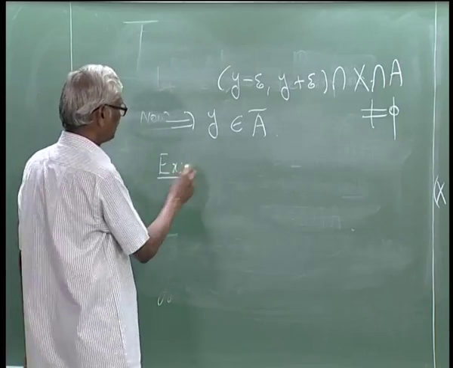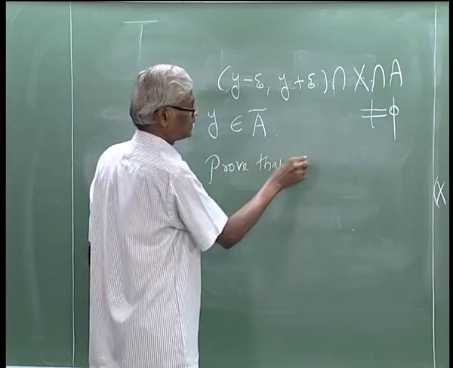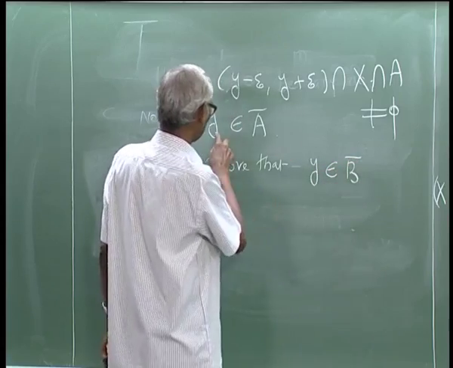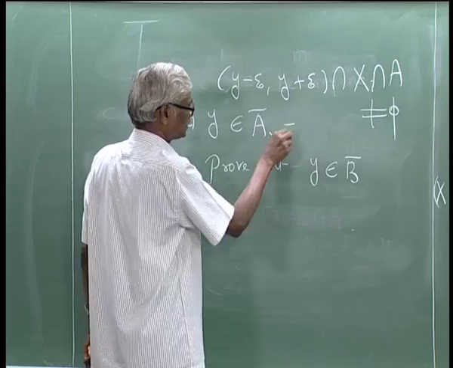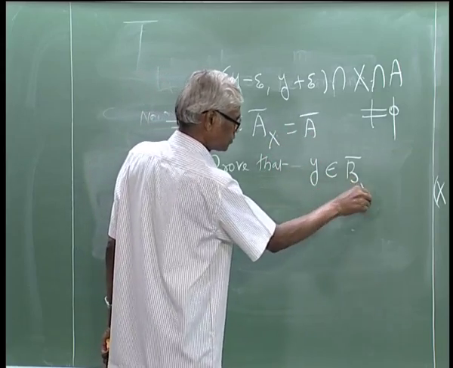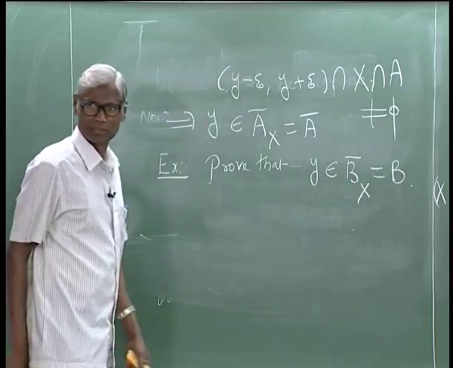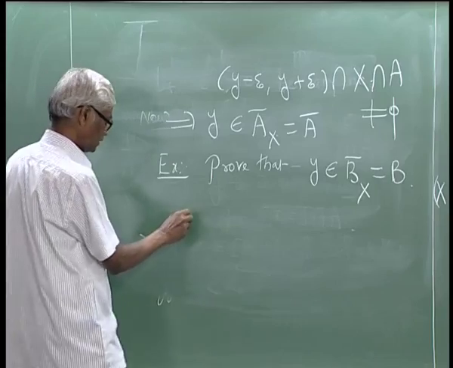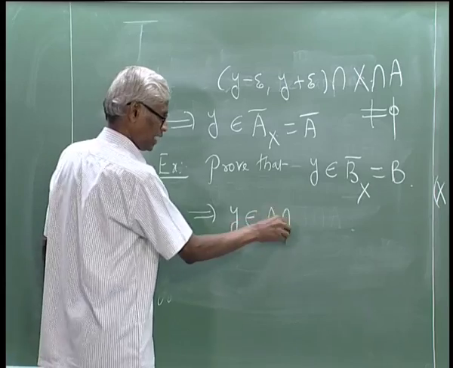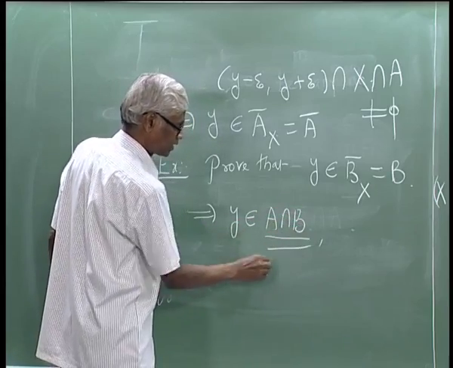Similarly, prove that y is in B closure with respect to X, which is A, because A is a closed set. Similarly, y belongs to B closure with respect to X, which is in B. So, this will imply y belongs to A intersection B. So, that gives a contradiction.